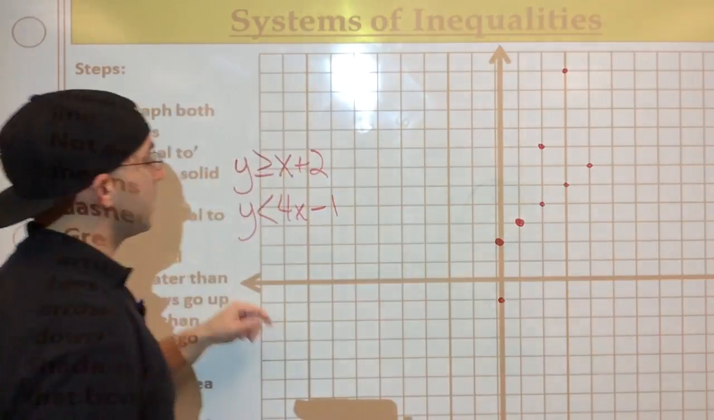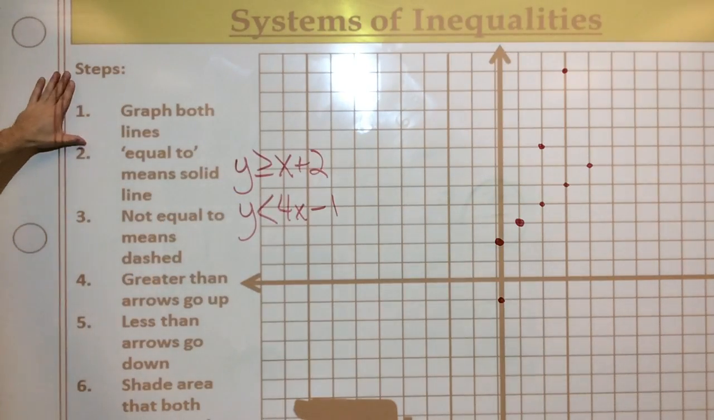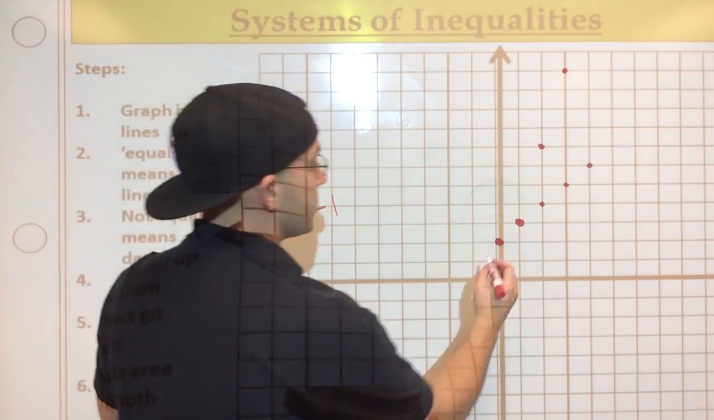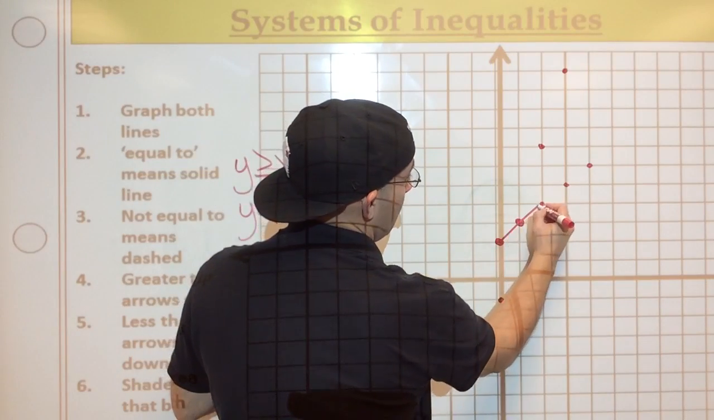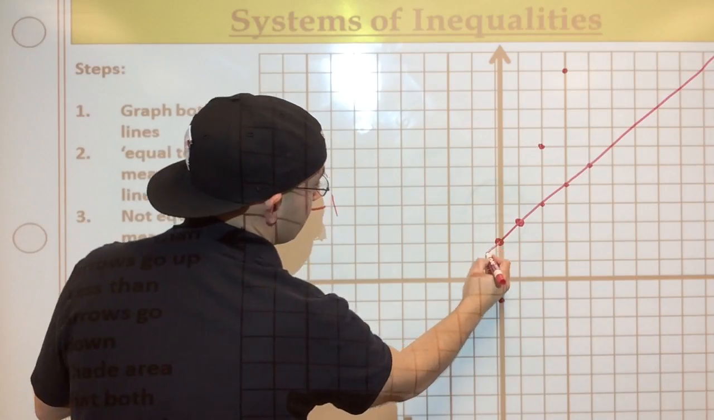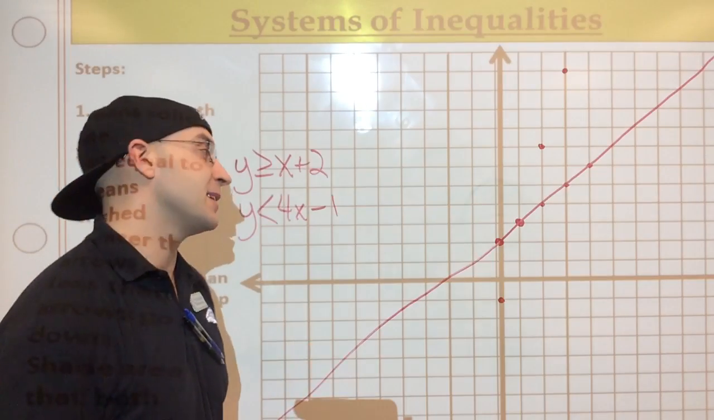Okay, now I'm going to make my lines. Now from the first one, this is an equal to. So over here, equal to means a solid line. So I'm going to go ahead and just make this as solid as I can for now. Always go to each end of the graph. It'll just make your life a lot easier. And I know this is a really super big graph. You don't have to worry about that for now.